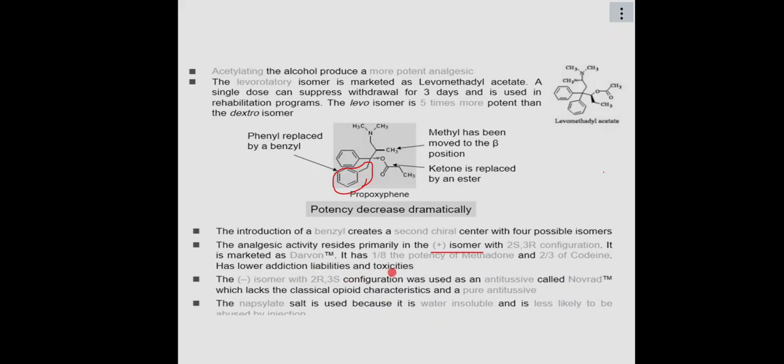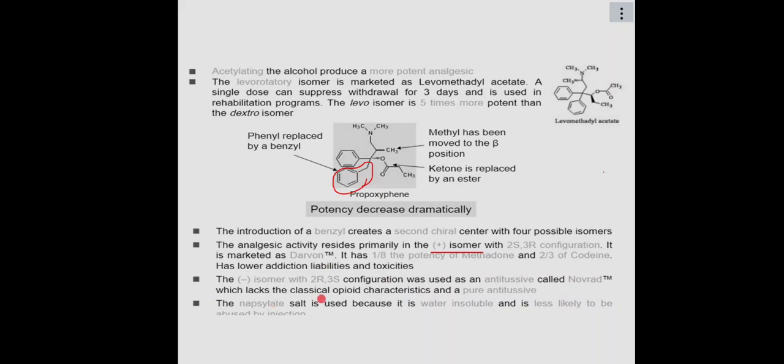Very low. It has 1/8 the potency of methadone. Methadone, we say, has almost equal activity to morphine, so that means propoxyphene has very low analgesic activity. We have already explained its low analgesic activity compared to methadone, and therefore it will also have very low addiction liabilities and toxicity, because the toxicity is proportional to the analgesic activity.